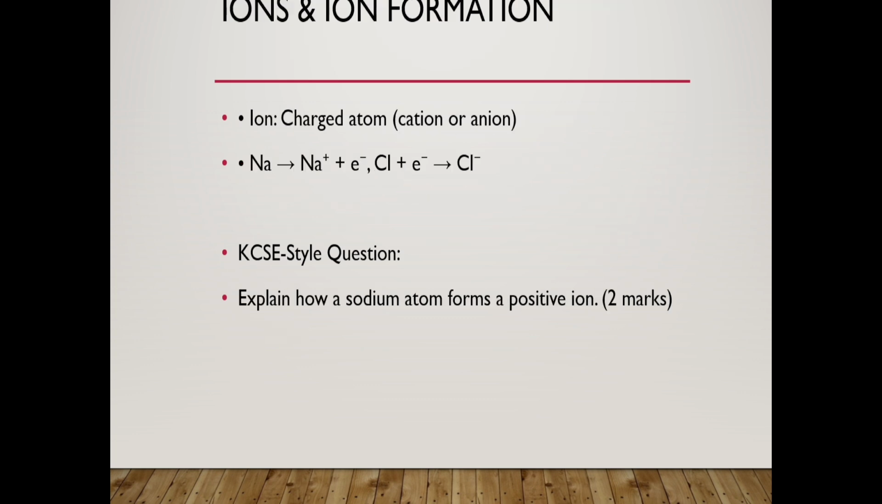Now we have ions. An ion is just a charged atom. If someone asks you what an ion is, it's just a charged atom. That's a simple definition. A charged atom can either be positive or negative. If it's a positively charged atom, we call it a cation. So a cation is usually a positively charged atom. If it's a negatively charged atom, then we refer to it as an anion.